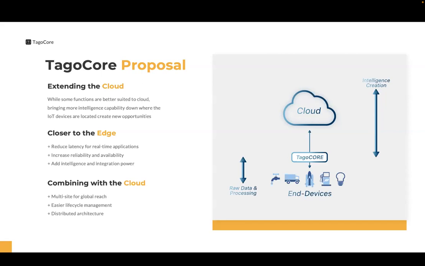But we still can combine this local processing capability with the cloud. So for example, you can have multiple site applications. For example, you can have an application in one location, one country, or one site, and from the cloud you can monitor all of them, maybe in real time, or at least when you need to. You also have the advantage of facilitating the life cycle management of your product. And of course, you also have a distributed architecture.